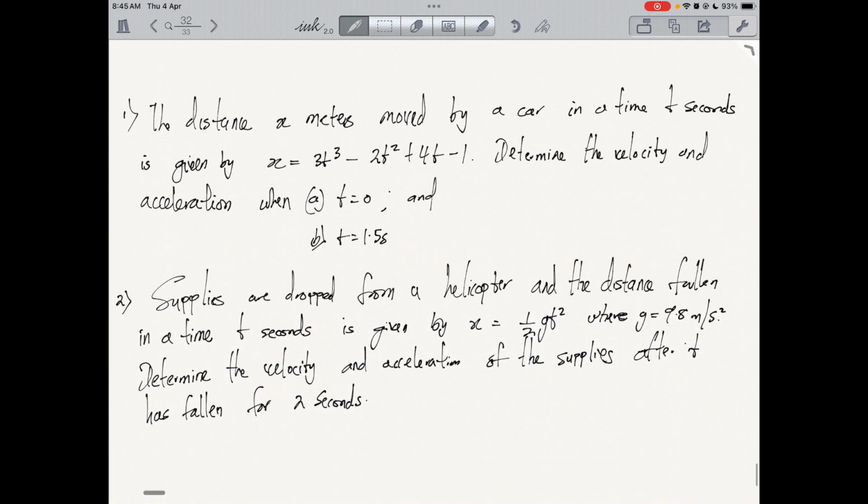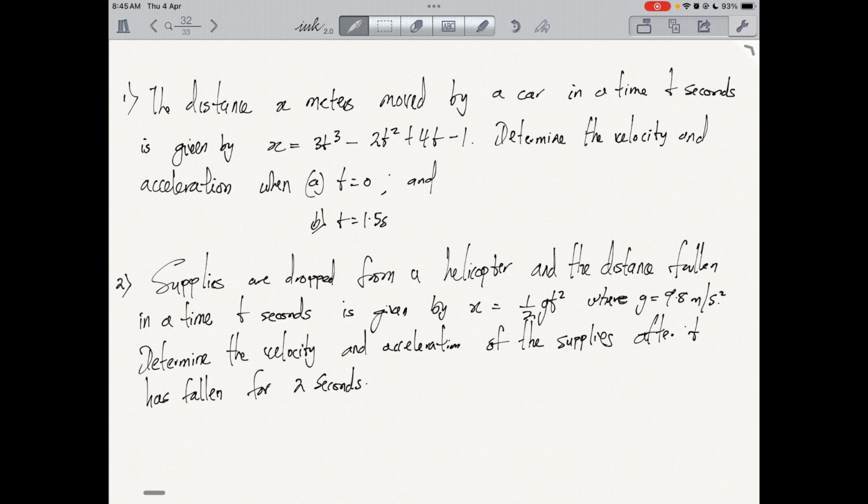Now, we have two questions. Question one says a distance x meters moved by a car in a time t seconds is given by this function. We have to determine the velocity and acceleration when t is equal to 0 and when t is equal to 1.5 seconds.